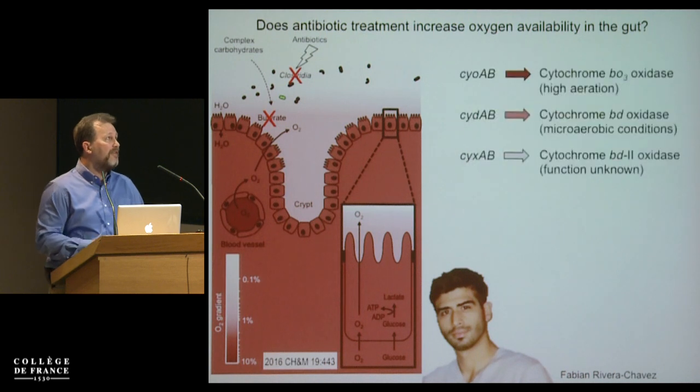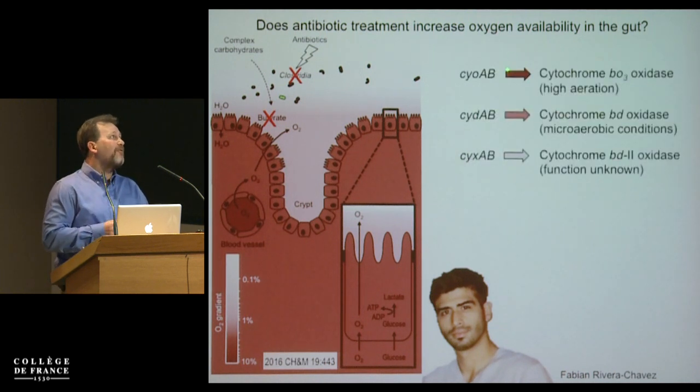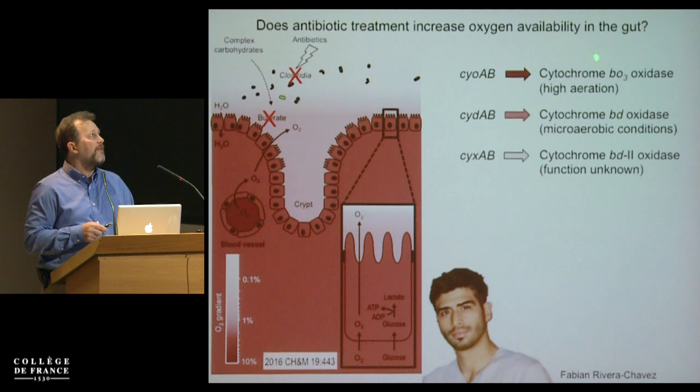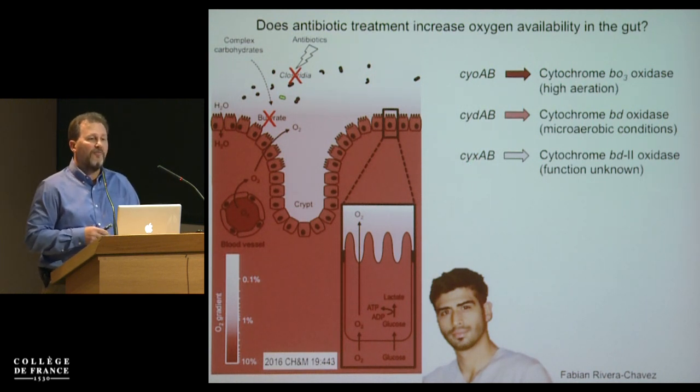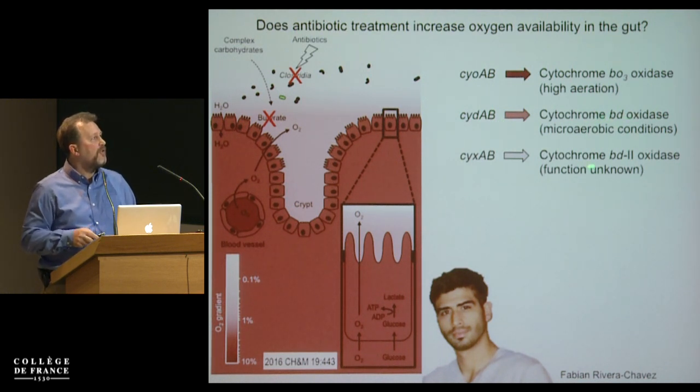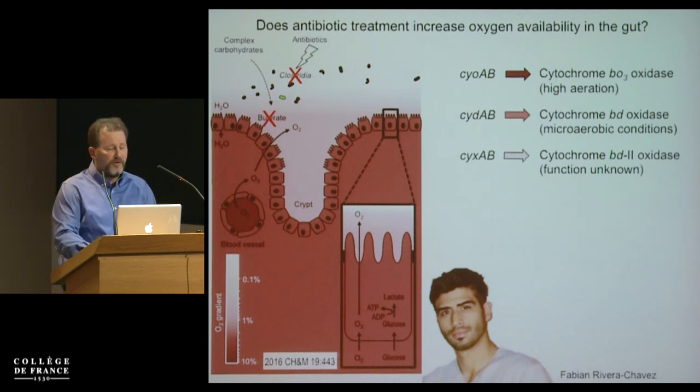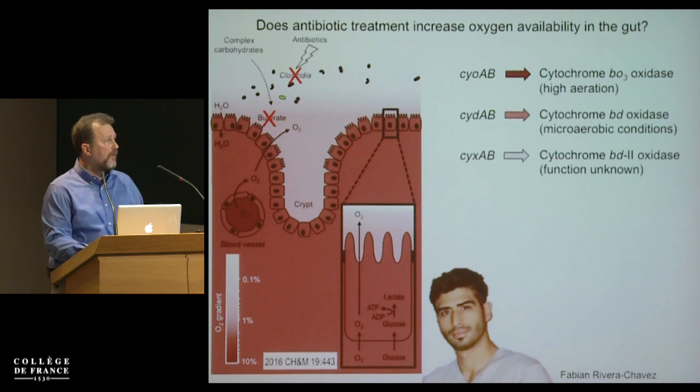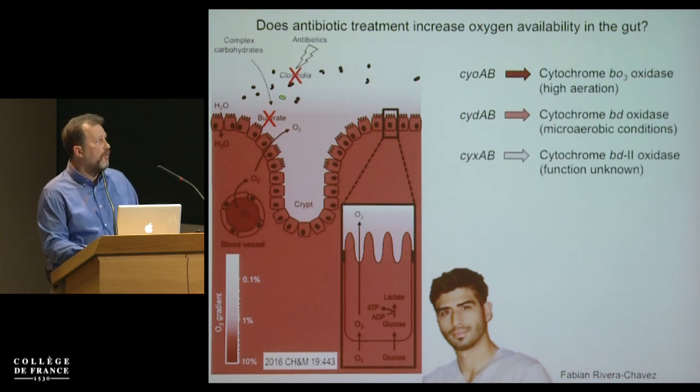So we wanted to test this, and the enzymes relevant for this were these 3 oxidases. The BO oxidase is mainly functioning under high oxygen, in atmospheric oxygen conditions. So we focused on these 2 here, the BD oxidase, which is working under tissue oxygenation, and then the BD2 oxidase, which wasn't very well characterized and was just identified by genome sequencing. So the physiological role of this enzyme was not known.